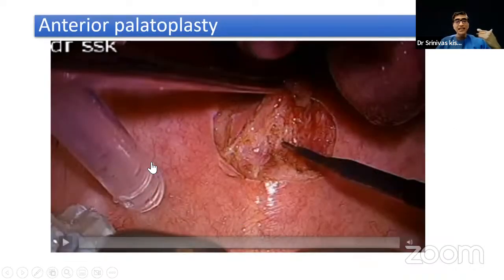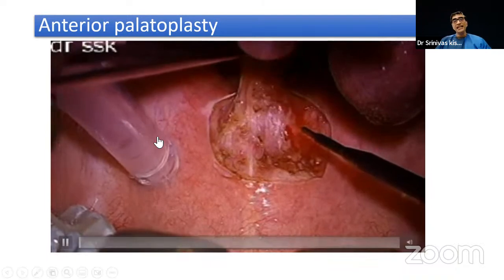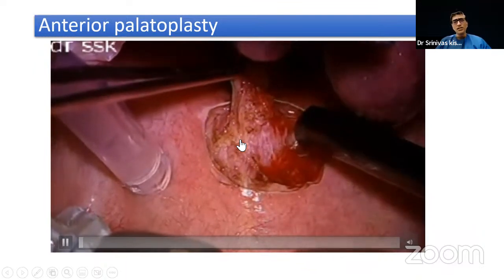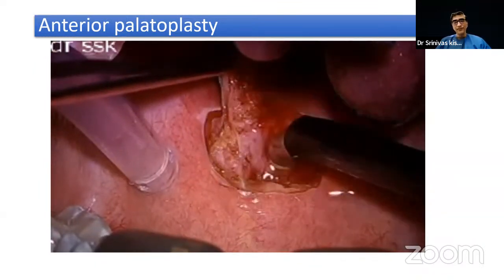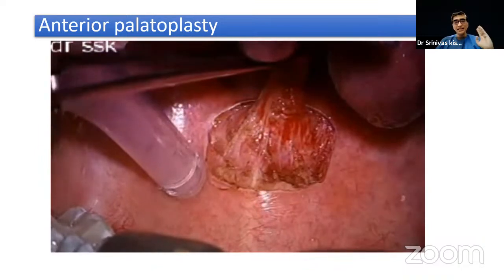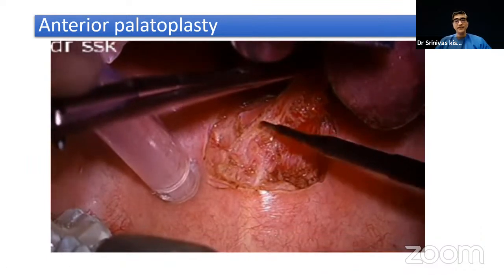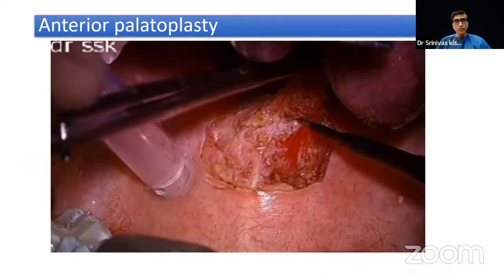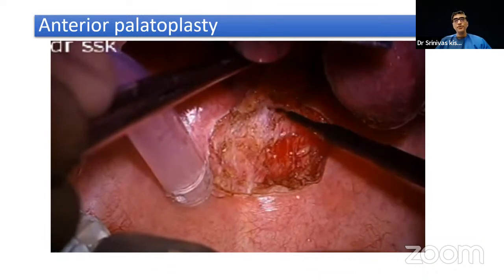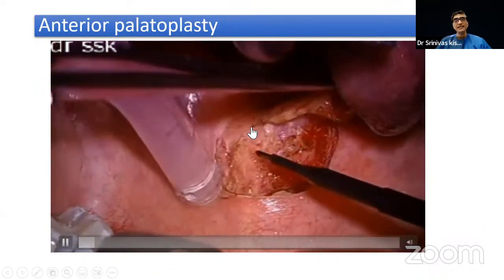Now, this kind of palatal procedure actually in the meta-analysis scored very, very high in terms of AHI reduction. So let me just quickly take you through how you do this procedure. Based on the palate, you're creating a raw area here. This is one of the simplest procedures. You can use coblation, you can use bipolar, it is not about the tool. It is about the person behind the tool that is important. So I'm using radio frequency. You can use just monopolar diathermy as well. So you are creating this raw area.